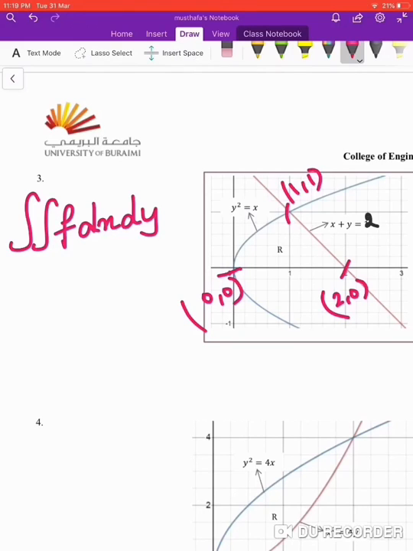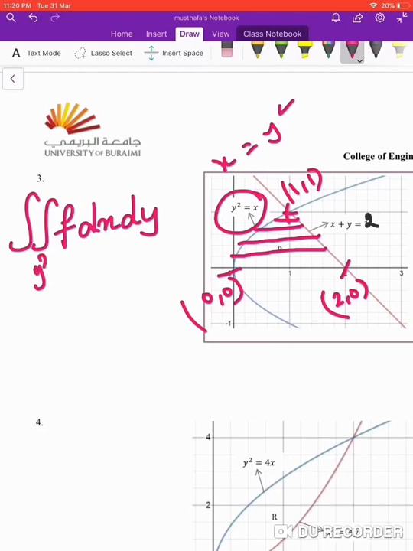dx dy means we are going to shade it by horizontal lines. When I shade by horizontal lines, I will start at the left side, which is the blue curve, to the brown line. Blue curve to the brown line, blue to brown, until the end. So look at the value of x on the blue curve. The value of x on blue is x equal to y power 2.